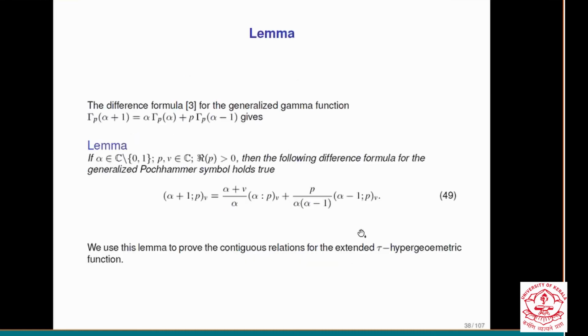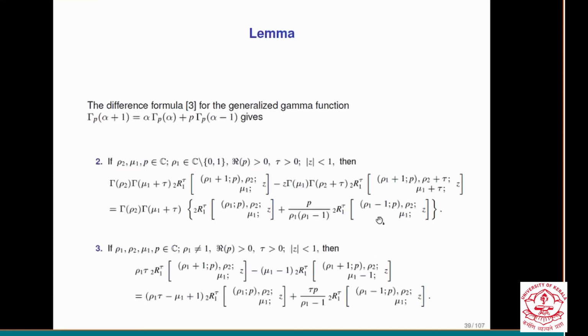So here we use this gamma function. This can be proved like this. This is basically a generalized Pochhammer symbol, which holds true for this one. This is equation number 49, and we use this lemma to prove the contiguous relation for the extended tau hypergeometric function. So this is a very important lemma for proving the result.